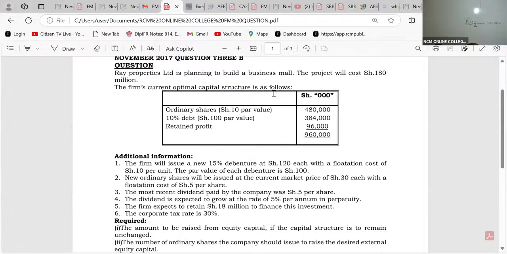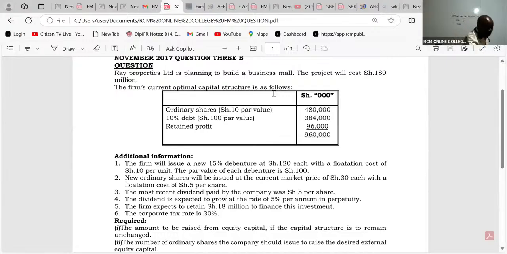So then the first thing that a good student should be able to do is to give us the optimal capital structure weights. So we have here optimal capital structure weights. We have two of them. We have equity and then we have debt.